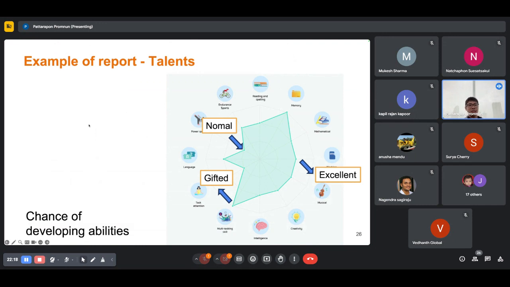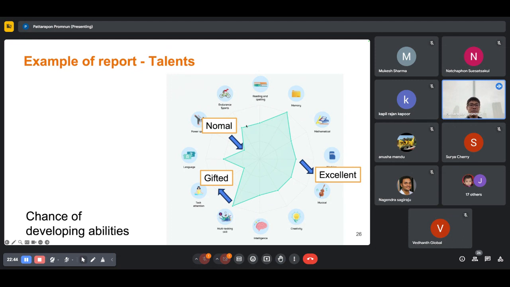Okay, next. This is in another aspect. We report the talents, or the chance of developing abilities, of a person. This is called talent. In this report, we divided the level of talent into 3 levels, including normal, 1 score, excellent, 2 score, and gifted, the highest score, the 3 score.